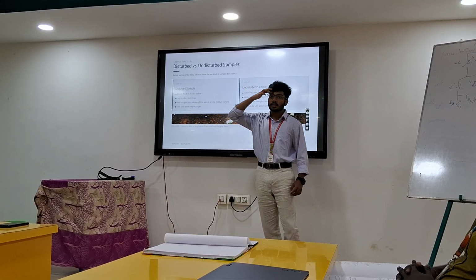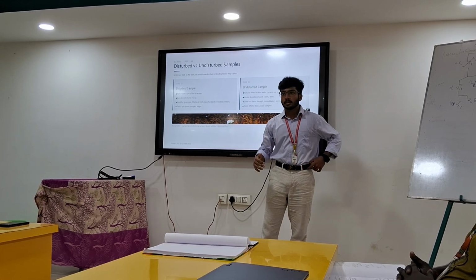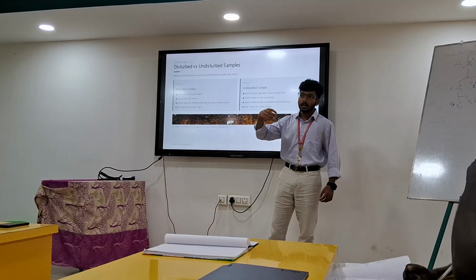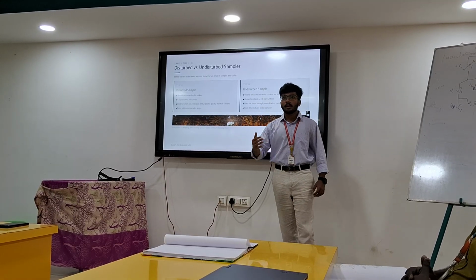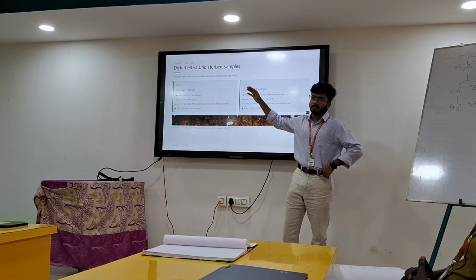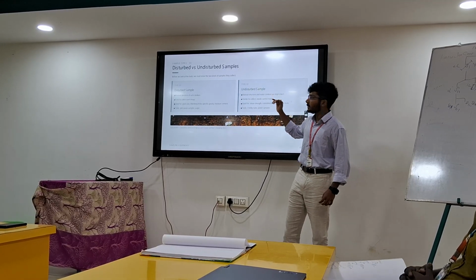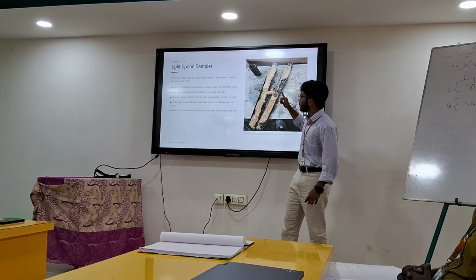Disturbed samples are mostly used by vibration processes like hammering into the soil or rotating it into the soil, and the soil gets disturbed. It's not preserved as it is. An undisturbed sample is the natural structure of the soil. Now, disturbed sample is faster and cheaper to use, whereas undisturbed sample might take longer time and isn't cheap.